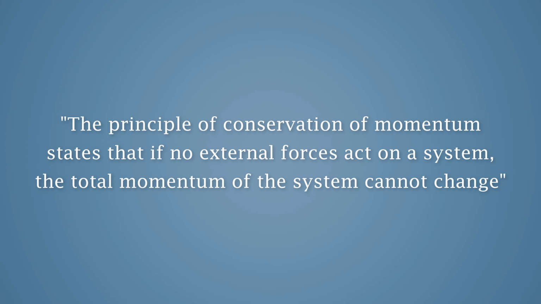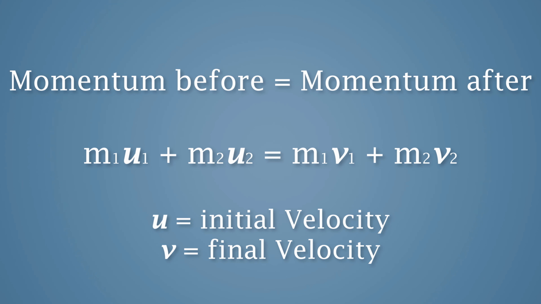The principle of conservation of momentum states that if no external forces act on a system, the total momentum of the system cannot change. This means that for any interaction between two bodies, as long as there are no external forces acting on the system, the momentum before the interaction will be equal to the momentum after the interaction. We can express this with the mathematical formula below, noting that u is the initial velocity, whereas v is the final velocity, and the subscripts denote which body we are referring to. So for example, m1u1 is the momentum of body 1 before the collision, whereas m2v2 is the momentum of body 2 after the collision.